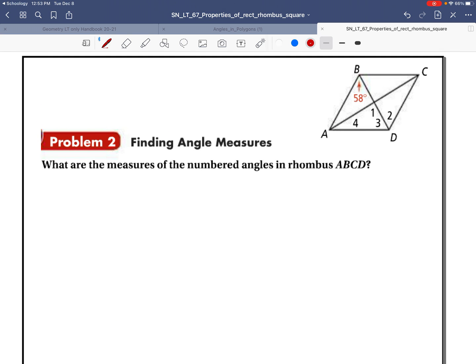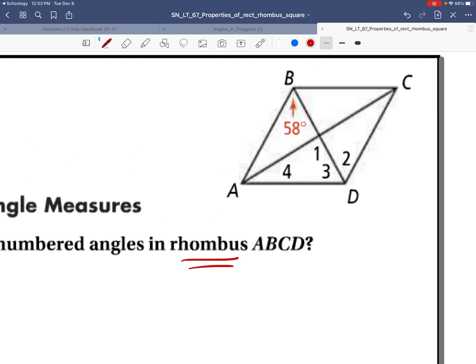What are the measures of the numbered angles in the rhombus? So we're given that it's a rhombus, ABCD. So what we have here, with it being a rhombus, we know that this is 58. Well, if this is 58, then this is as well.